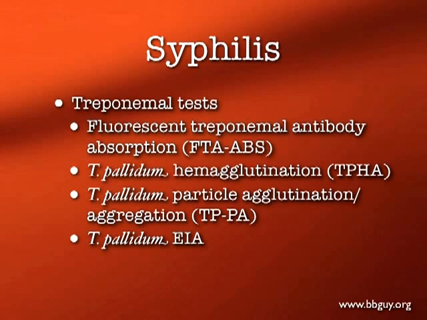Kind of the one that people know of and have heard of is the FTA, the fluorescent treponemal antibody absorption test, FTA-ABS test. Honestly, not used all that much. It formerly was used as confirmatory for a reactive RPR or VDRL. Nowadays, in blood banks anyway, we're using hemagglutination much more.